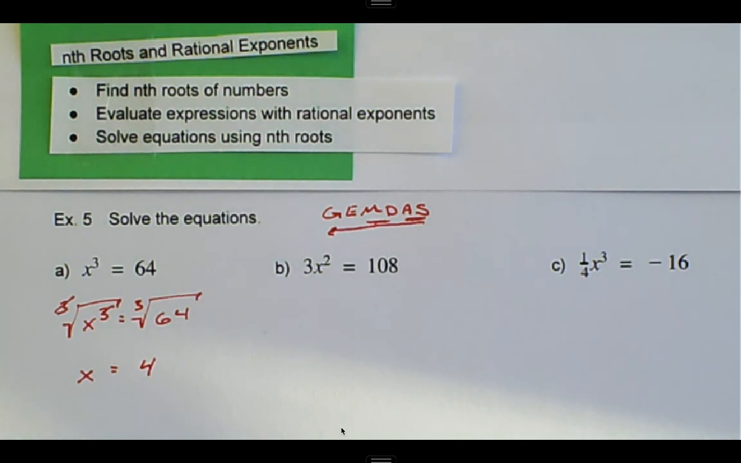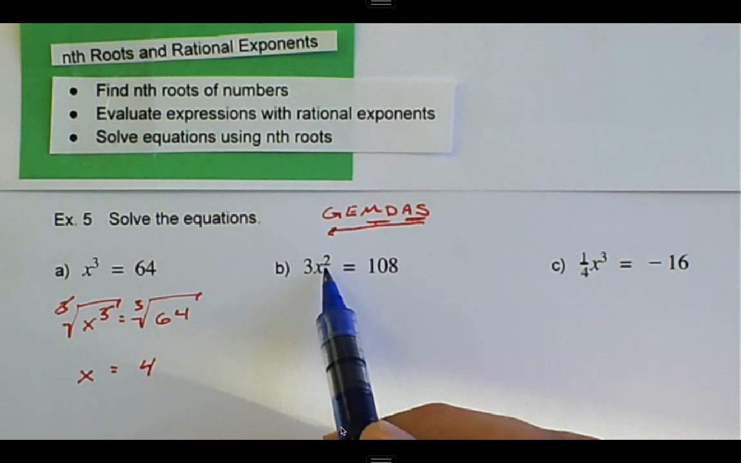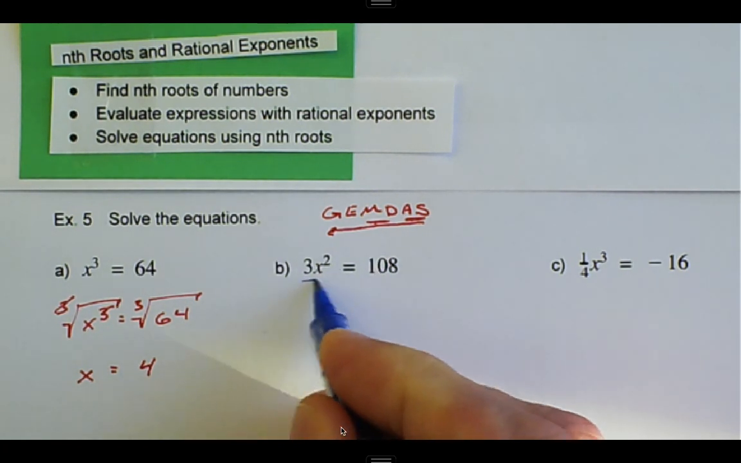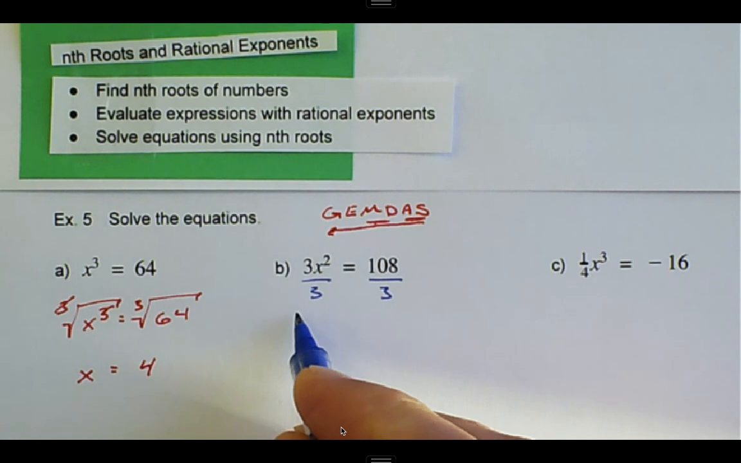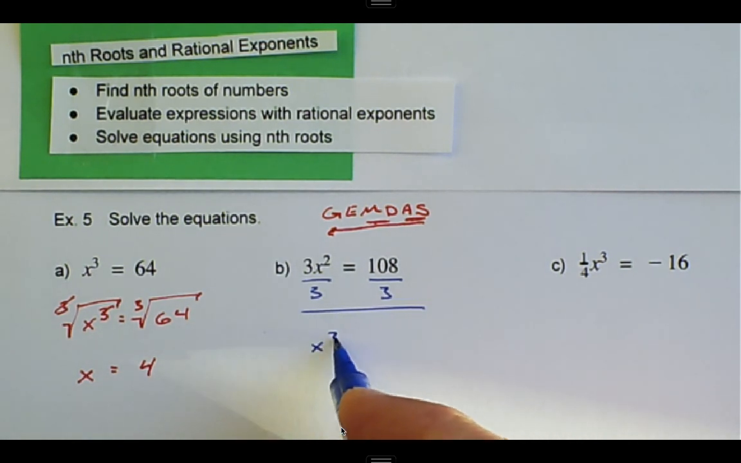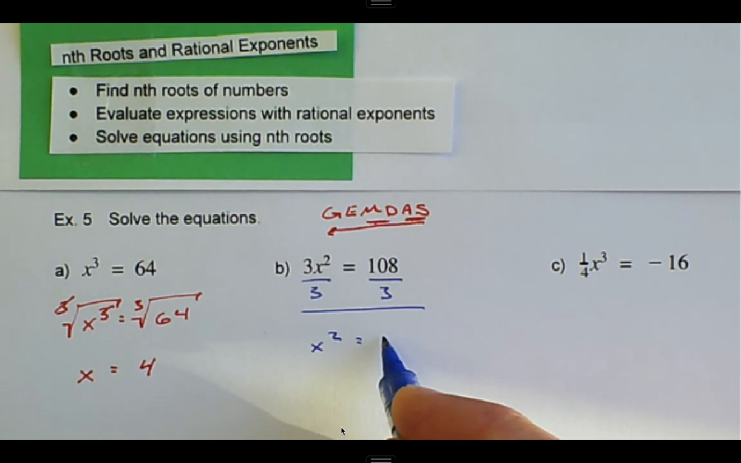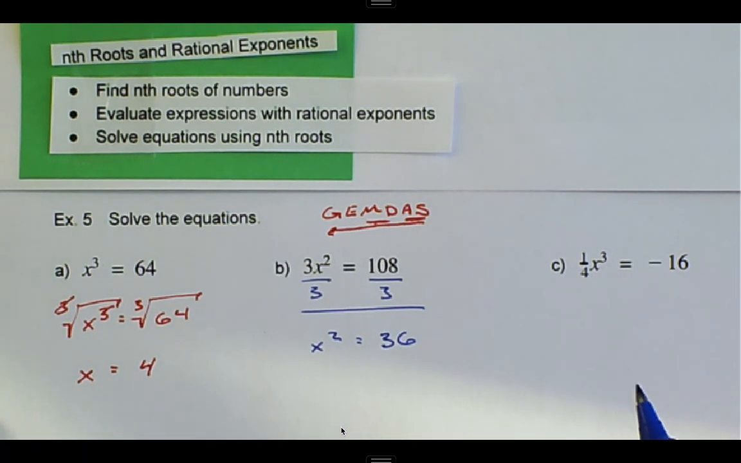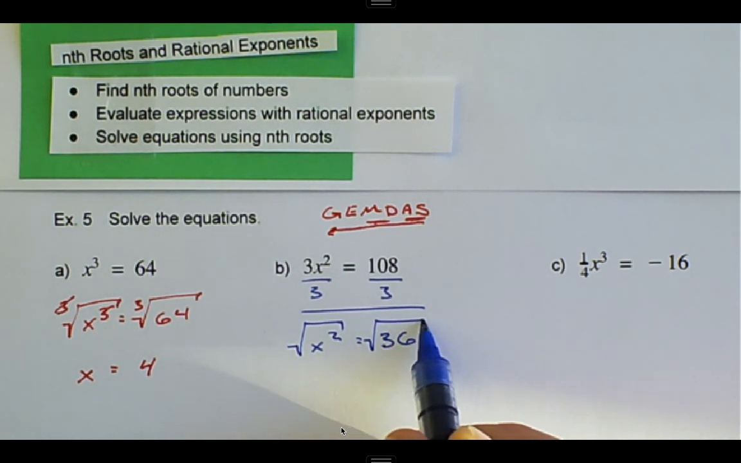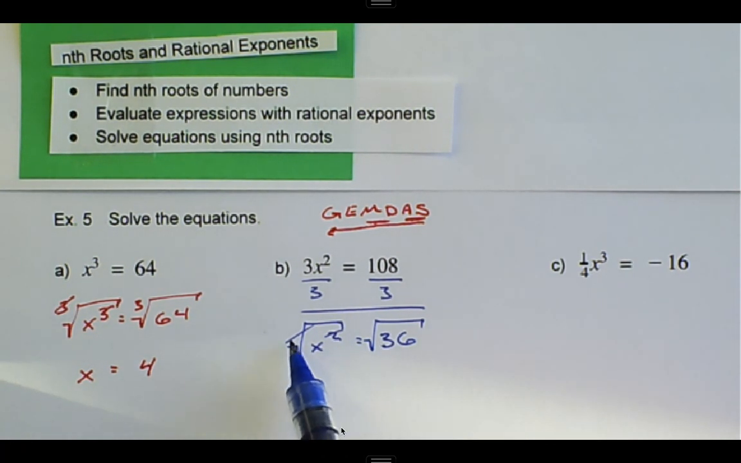The next one that we come to, we have 3x squared equals 108. And we see that we have an operation that we have to deal with before we get to the exponent. So we divide by 3, and we get x squared is equal to 36. And in order to get rid of the exponent here, we have to take the square root of both sides. We don't have to write down the 2, that's understood. So the radical cancels the square. Because we took an even radical to solve, that means that we have to say plus or minus. So x is equal to plus or minus 6.